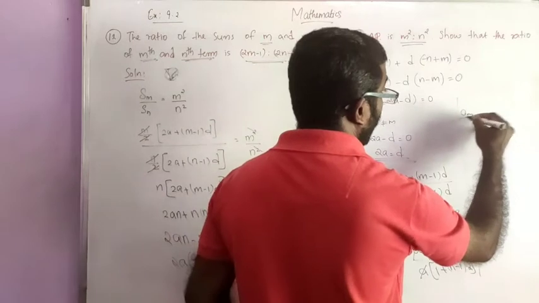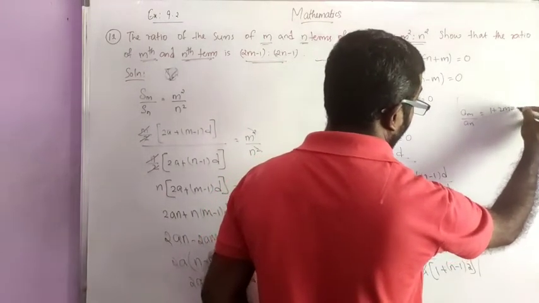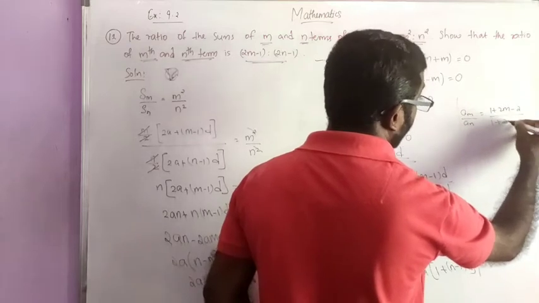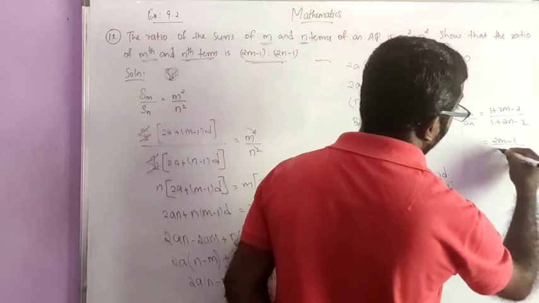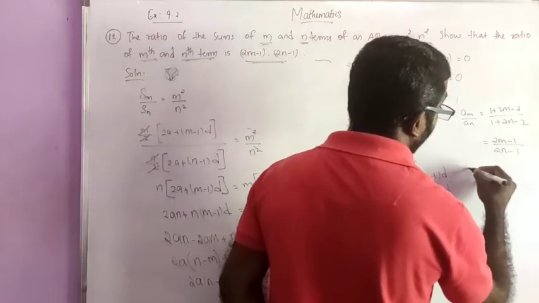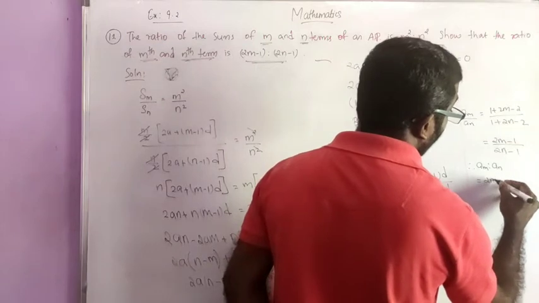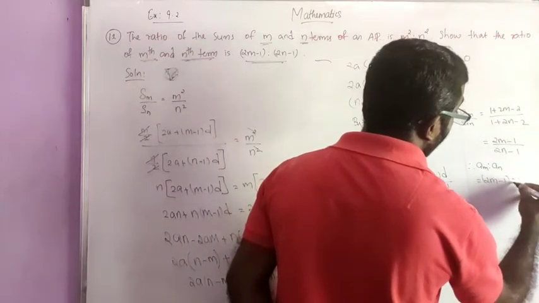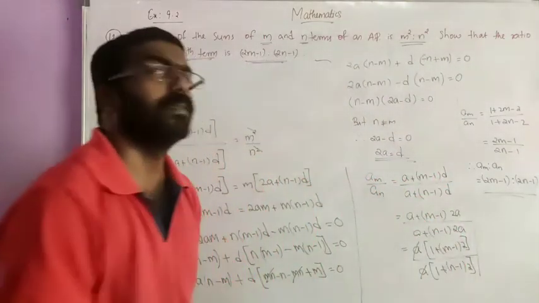That is am by an is equal to 1 plus 2m minus 2, here 1 plus 2n minus 2, which is equal to 2m minus 1 divided by 2n minus 1. Therefore the ratio am is to an is equal to 2m minus 1 is to 2n minus 1. This is our answer. Understood?